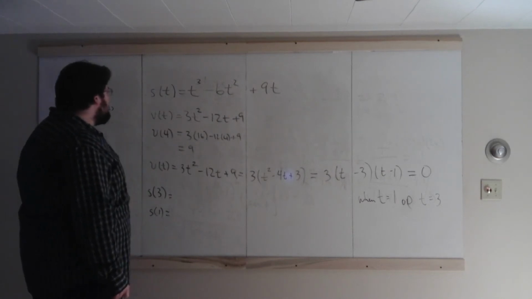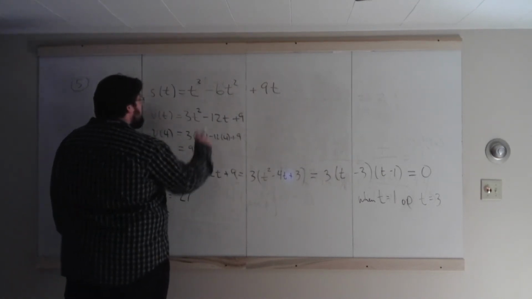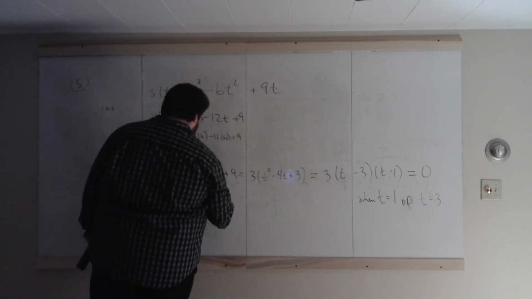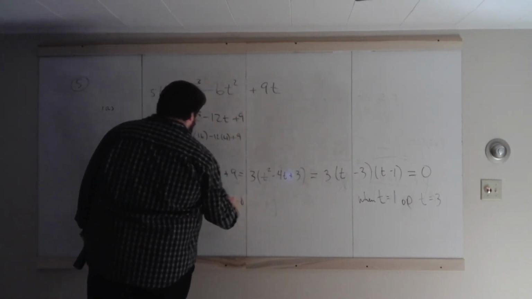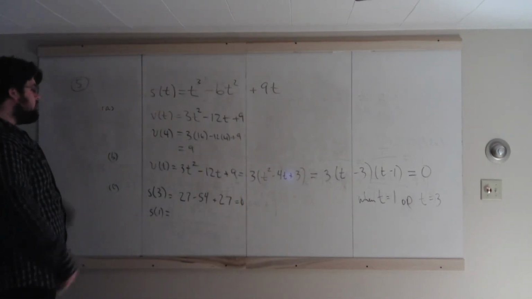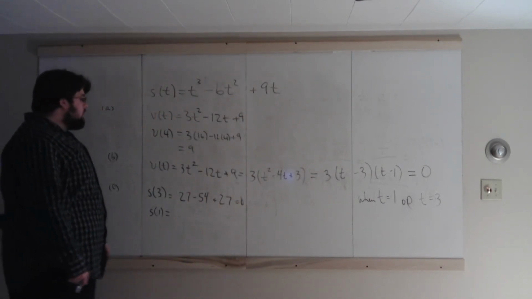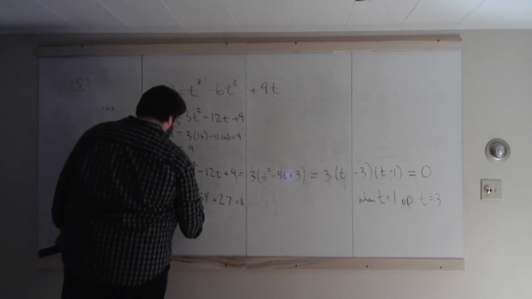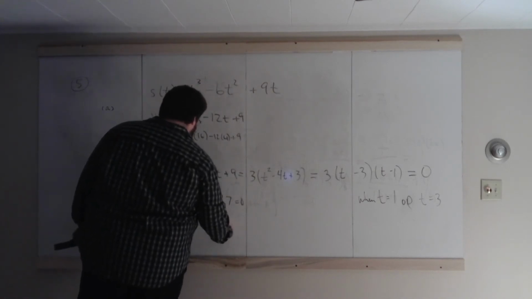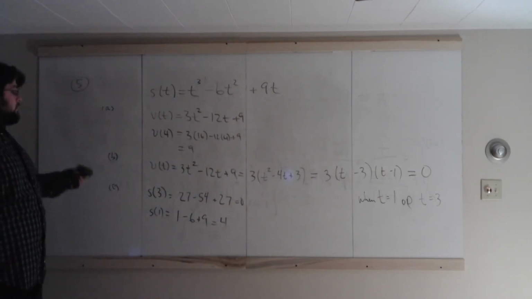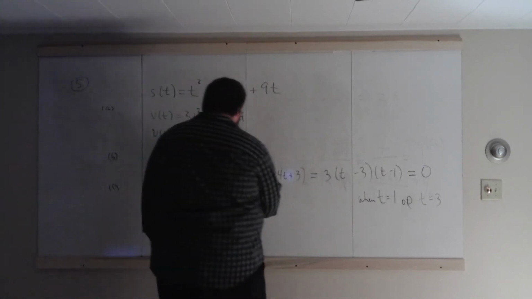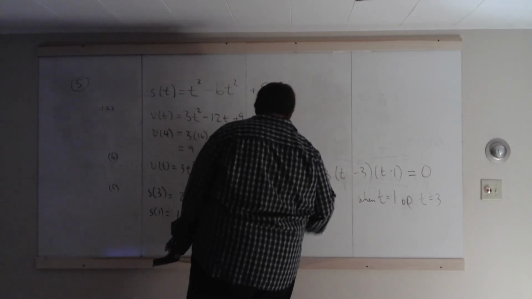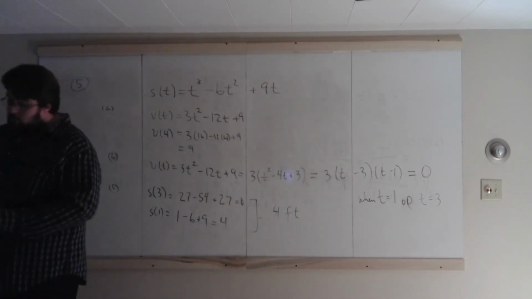S at 3. What's S at 3? 27, negative 54, positive 27. That equals 0. It's at position 0 after 3 seconds. Notice the velocity and the position are 0 after 3 seconds. Coincidence. Position at 1 is 1 minus 6 plus 9, which is 4. So between time 1 and time 3, it went from position 4 to position 0. So 4 feet is how much it moved on that interval.